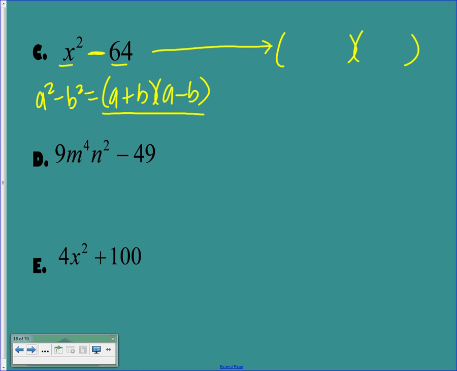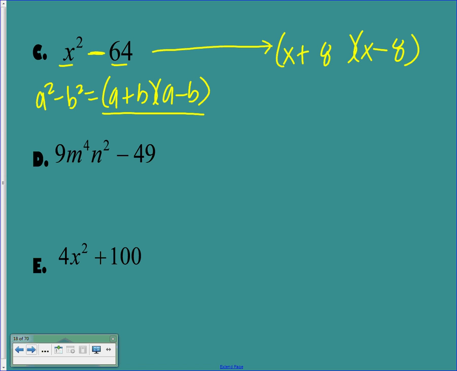How did they get from a squared to a? They just took the square root. So we're going to have x and x. They have a plus and a minus, so we're going to have a plus and a minus. And then they took the square root of the second one as well. So the square root of 64 is 8 and 8. So our factors are x plus 8, x minus 8.